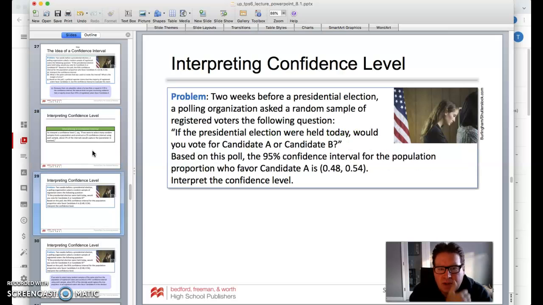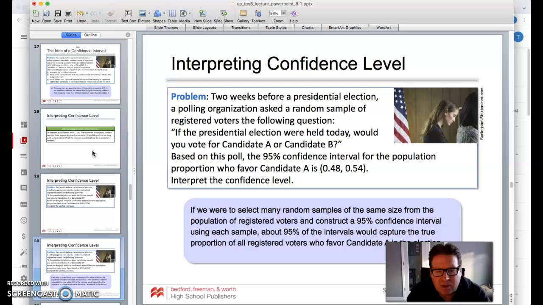All right, so let's look at this. Say, 2 weeks before a presidential election, a polling organization asked a random sample of registered voters the following question: if the election were held today, would you vote for candidate A or B? Now, based on this poll, the 95% confidence interval for the population proportion who favor candidate A is from 48% to 54%.